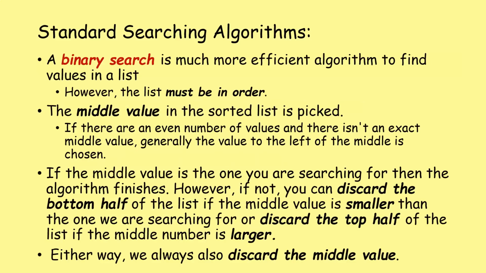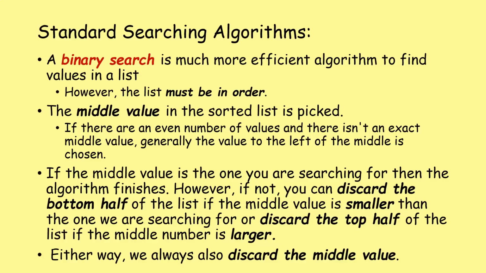The next one we need to know is binary search, and this is a much more efficient algorithm to find a value in a list. However, with a binary search, the list must be in order. We start by looking at the middle value in a sorted list.